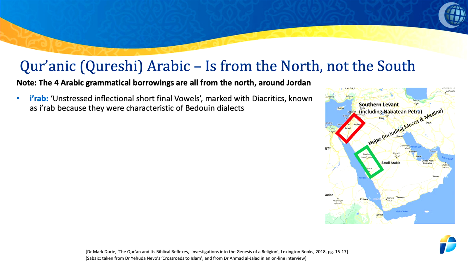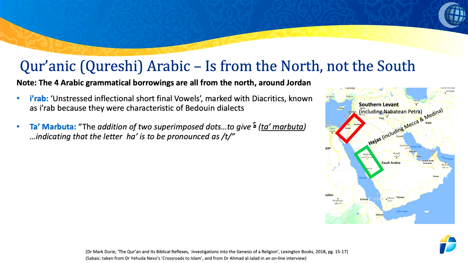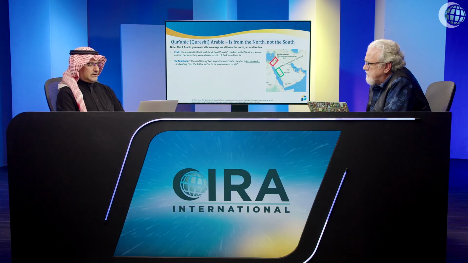Jalad and Mark Dury talk about the ihrab, the unstressed inflectional short vowels, which are marked with diacritics known as ihrab, because they were characteristics of Bedouin dialects that are found much further north. That's the Arab, basically, and that's what he's referring to. And a Jalad, of course, is an Arab. I mean, he knows that.